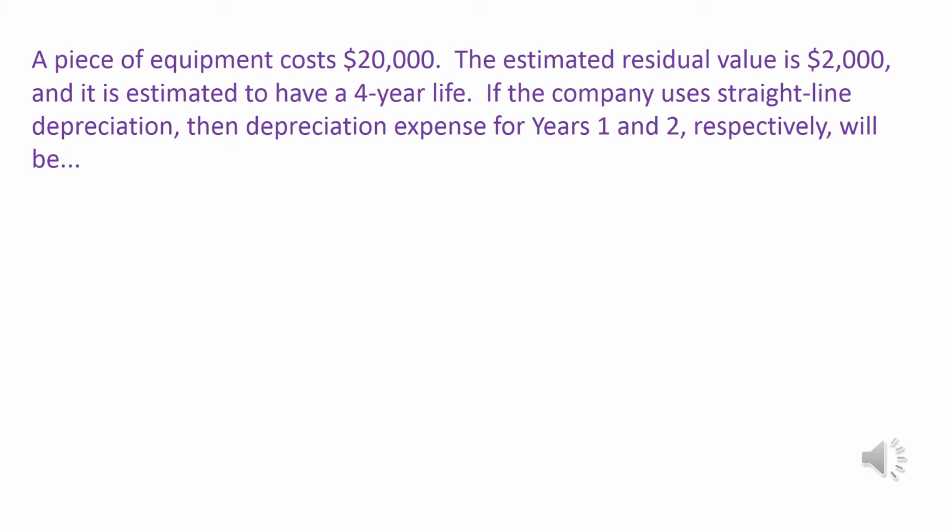A piece of equipment costs $20,000. The estimated residual value is $2,000, and it is estimated to have a 4-year life. If the company uses straight-line depreciation, then depreciation expense for years 1 and 2, respectively, will be A. $4,500 and $4,500. B. $5,000 and $5,000. C. $4,500 and $5,000. D. $5,000 and $4,500.